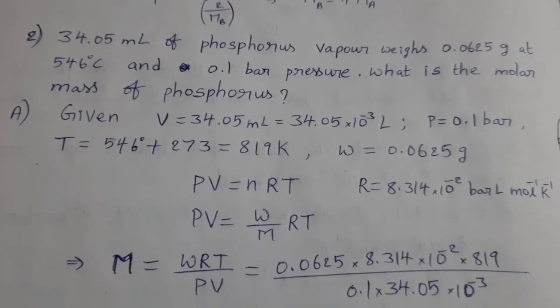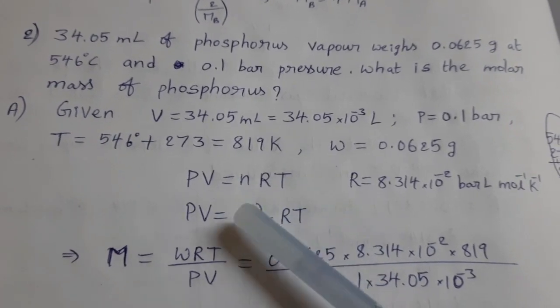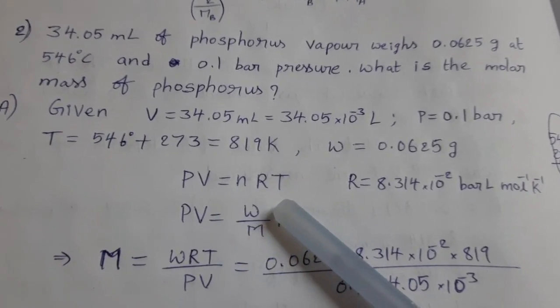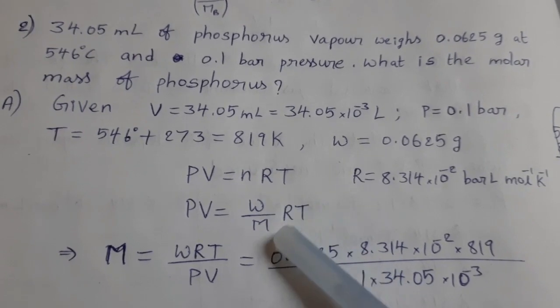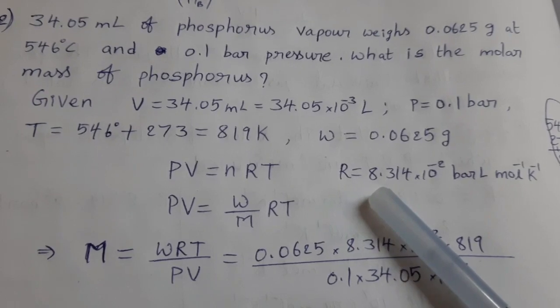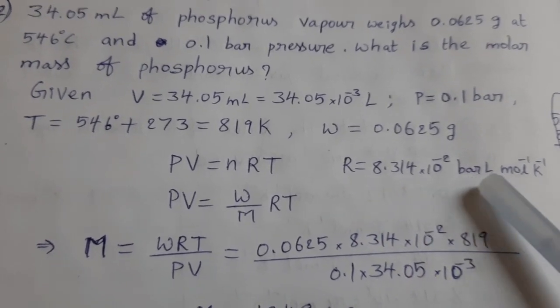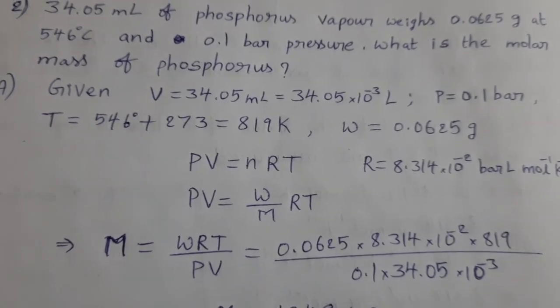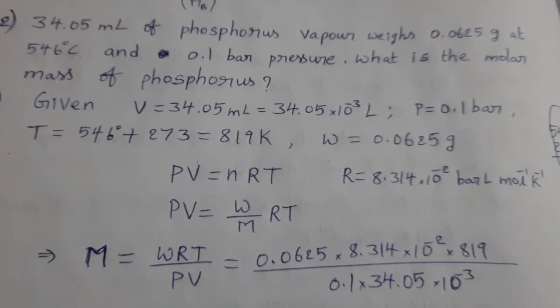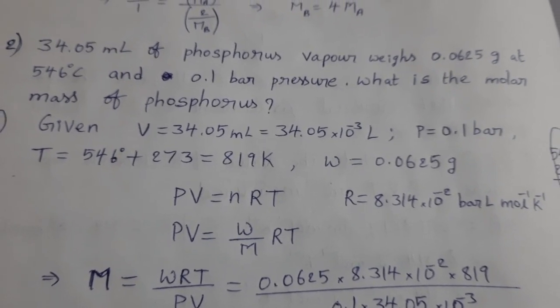So the ideal gas equation: PV equal to nRT. Here n means number of moles, formula weight of the substance by molar mass. R means gas constant. Its value is 8.314 × 10^-2 bar liter mole^-1 Kelvin^-1. Here pressure is given in bar, volume is given in liters, so we have to take this R value.